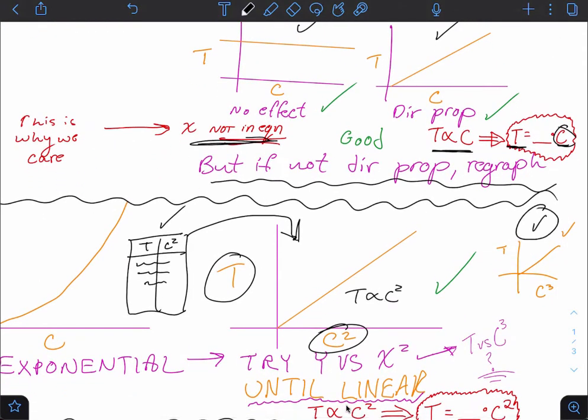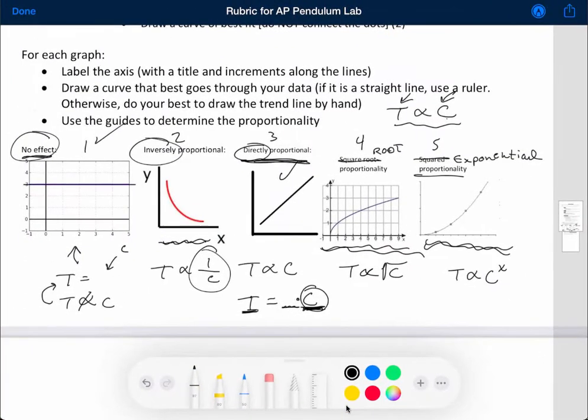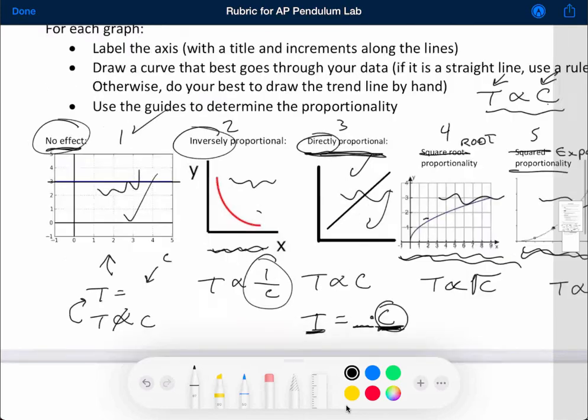That's your ultimate takeaway: number one, figure out which of these 5 relationships it is. If it's straight, you're set. And if it's curved, regraph until you get it straight.